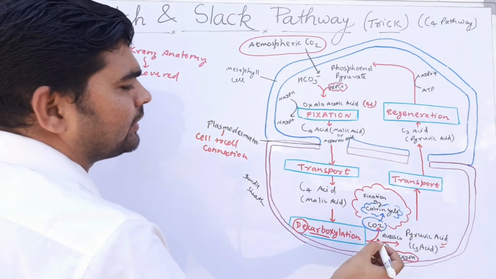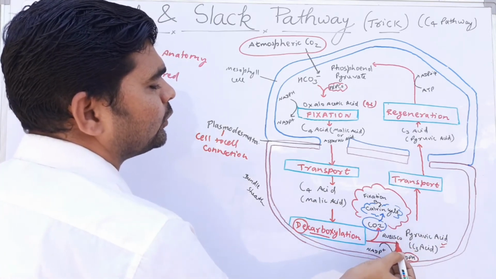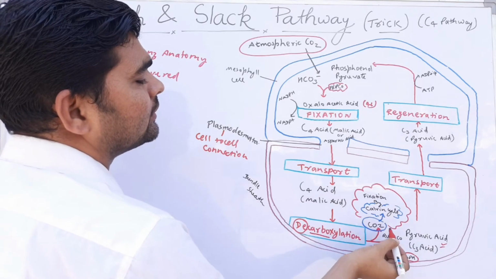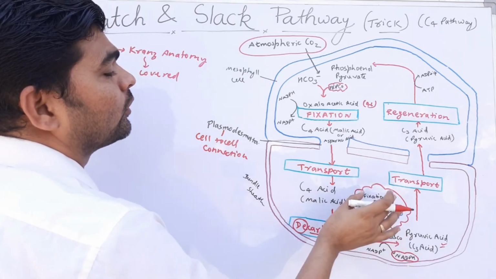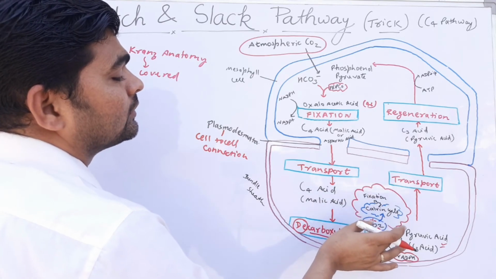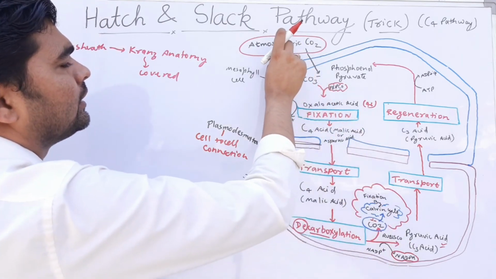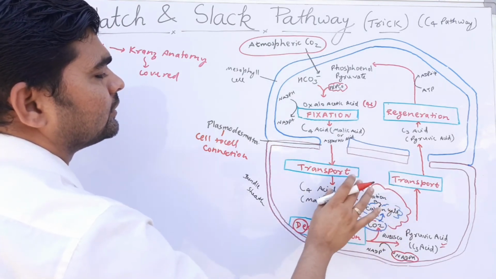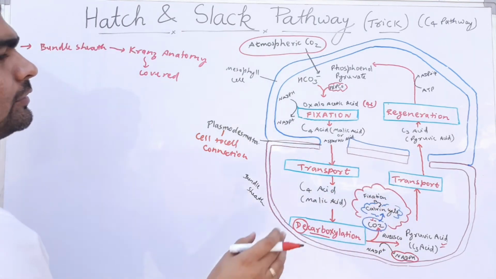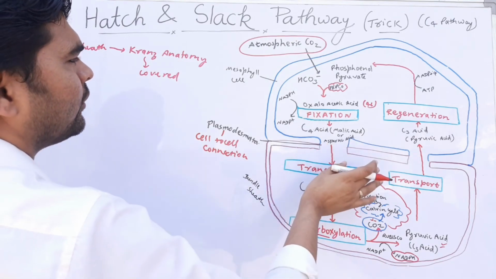RuBisCO enzyme is present here, which has the ability to combine with both CO2 and O2, but here if the concentration of CO2 is more, then the formation of glucose will be more and photosynthesis will be more. Therefore, this is a cycle made for increasing the concentration of CO2 in the bundle sheath. This was the simple cycle which has been made very easy by me for you all.